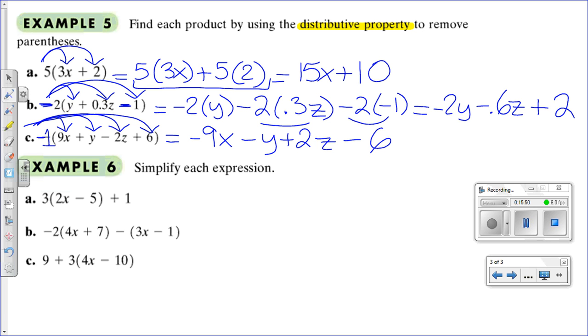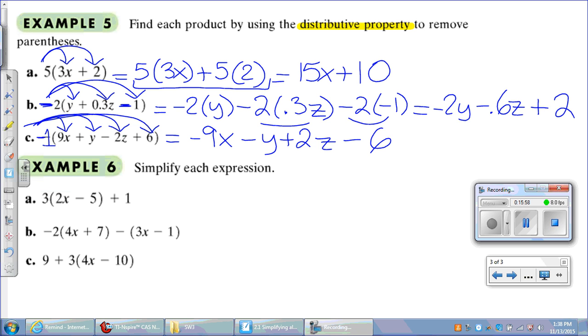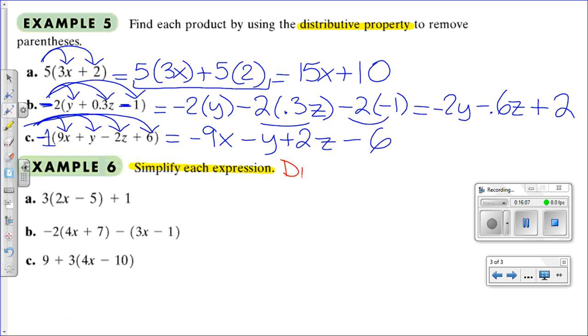So now I'm going to pause the video, and I'm going to ask you to work on the next 3, and then we will come back to check our answer. Okay, so we're going to review example 6, and notice how it says here, simplify each expression. So what you need to do is distribute and combine like terms.